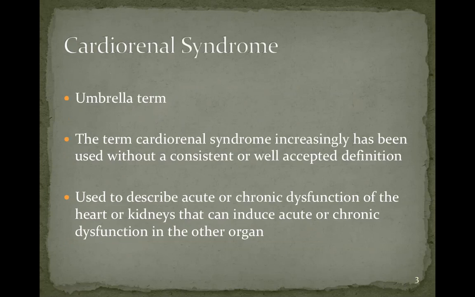So cardiorenal syndrome really began as an umbrella term. This term increasingly became used more and more, but there was no consistent or well-accepted definition. People would use it interchangeably and didn't have a concise definition describing cardiorenal syndrome or CRS. The formal, widely accepted definition is that it's used to describe acute or chronic dysfunction of the heart or kidneys that can induce acute or chronic dysfunction in the other opposing organ system.